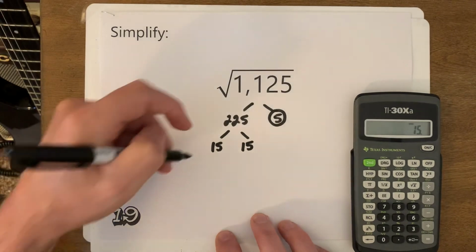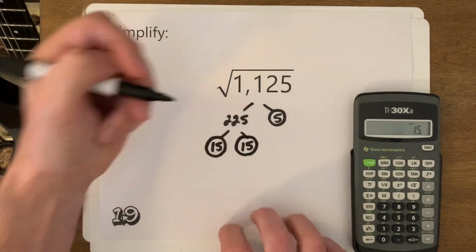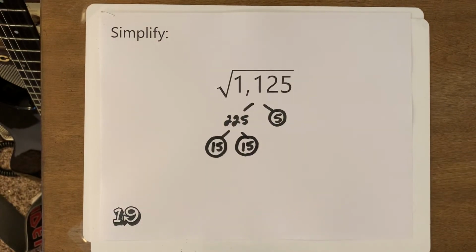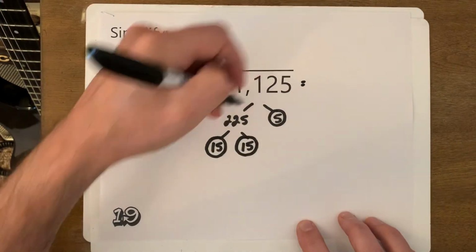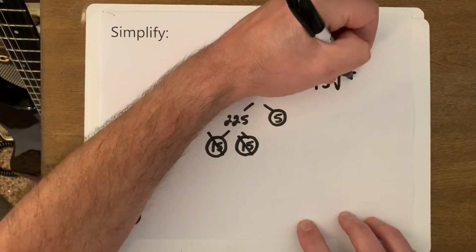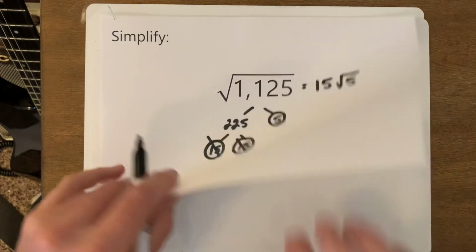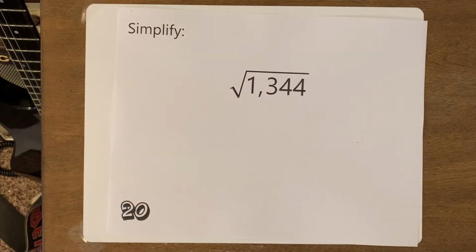Knowledge is power. I can take these two 15s and I can circle them just like they were primes because they're serving the same purpose. And I can now say 15 root 5 for my final answer, and it's done in like 2 steps. Easy. All right, and our last one, I can get rid of this, is 1344.